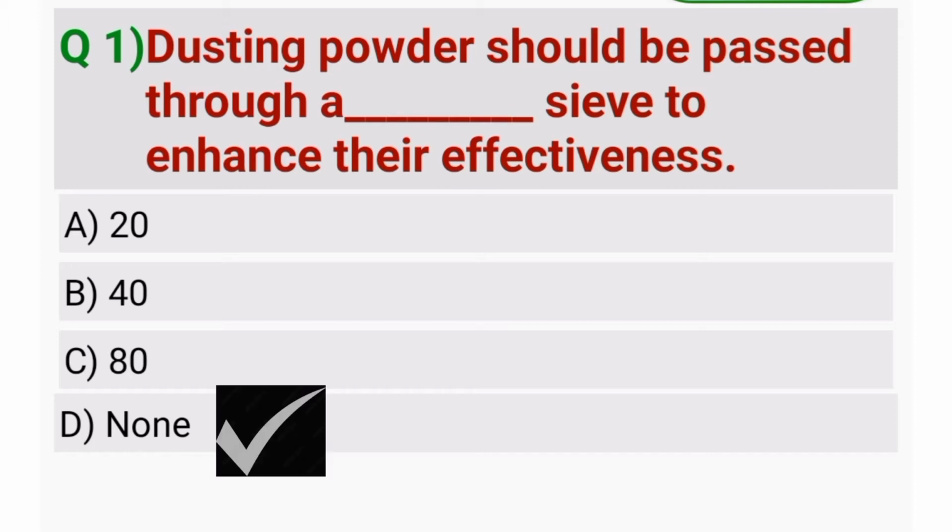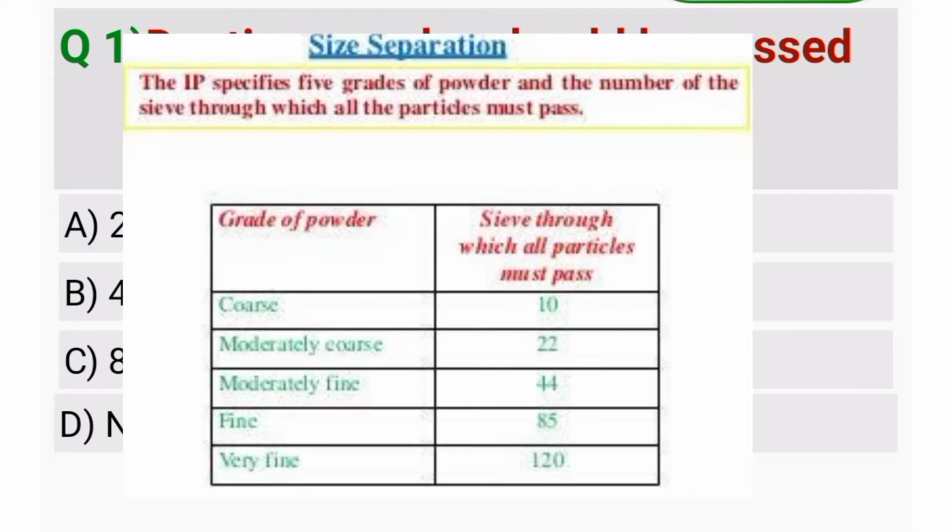Dusting powder is a very fine powder, so it should be passed through sieve number 120 or 180. Here the explanation table. Here there are two columns and one column represents the grade of powders. That is coarse powders, moderately coarse powders, moderately fine powder and very fine powders. Second column represents sieve numbers through which all particles are passed. Okay, here our dusting powder is a very fine powder, so it should be passed through sieve number 120.